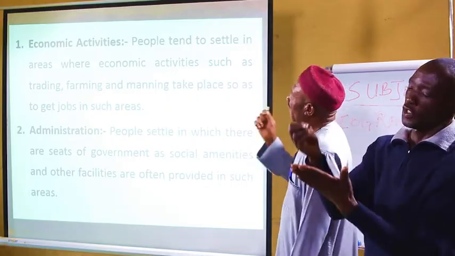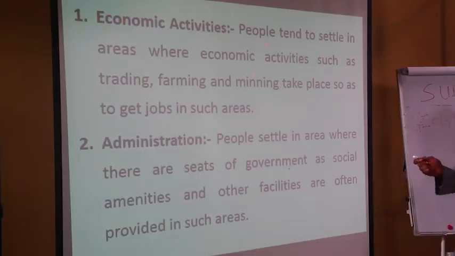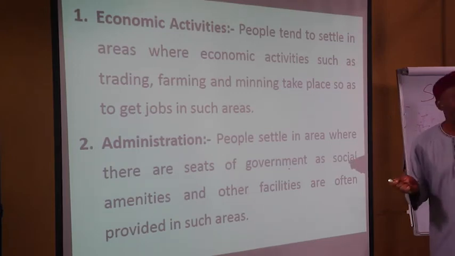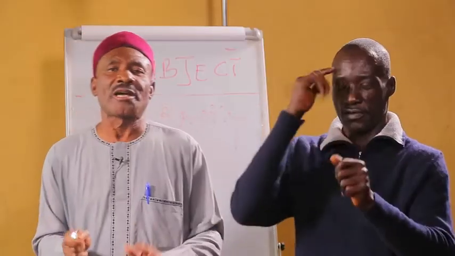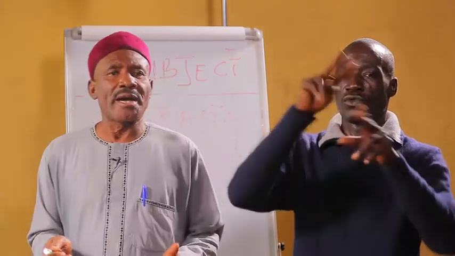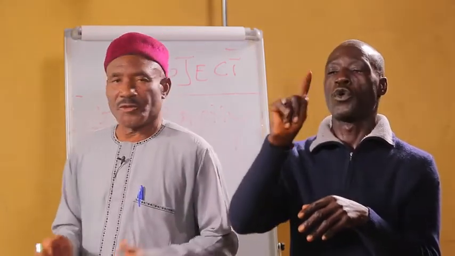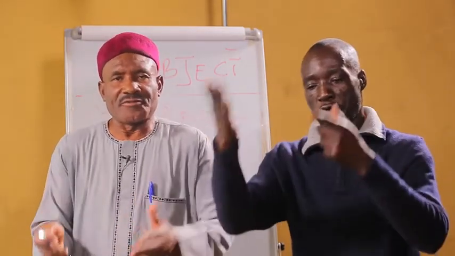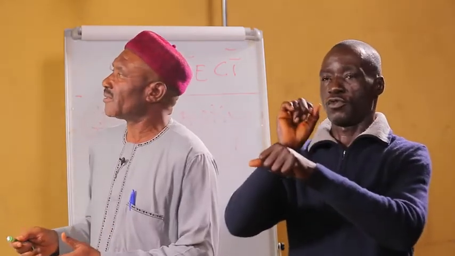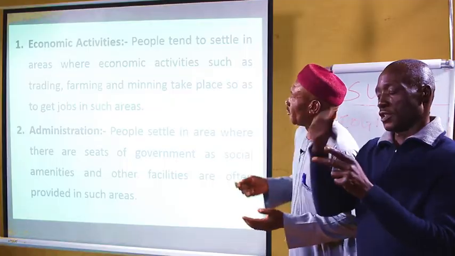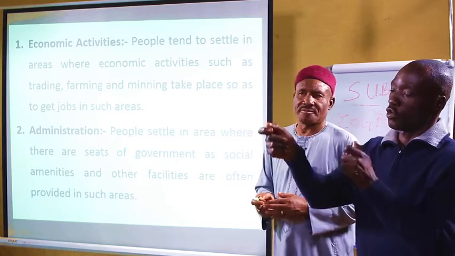One, economic activities. People tend to settle in areas where economic activities such as trading, farming, mining take place, so as to get jobs in such areas. For example, if you look at Jos, where Jos is known for tin mining, you see people go there to seek jobs. It's a very good place for mining. Two, administrative.